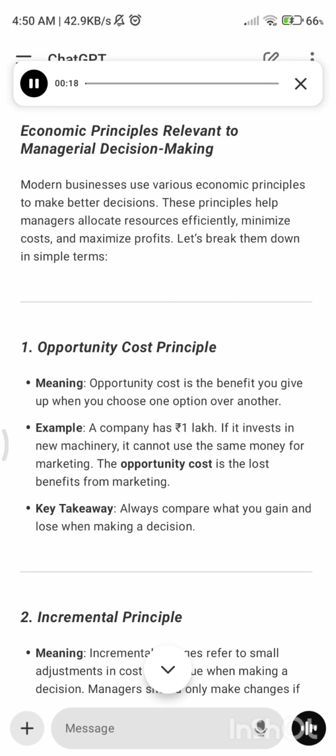1. Opportunity cost principle. Meaning, opportunity cost is the benefit you give up when you choose one option over another. Example, a company has 1 lakh. If it invests in new machinery, it cannot use the same money for marketing. The opportunity cost is the lost benefits from marketing. Key takeaway, always compare what you gain and lose when making a decision.